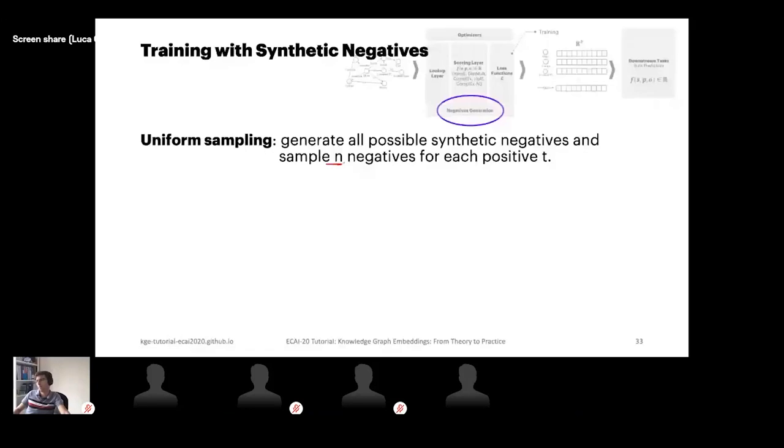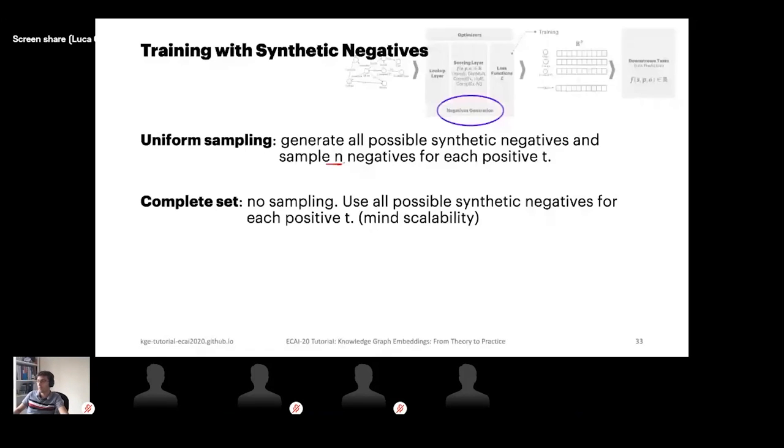Other papers, I think the ComplEx paper does that, they don't sample. They use them all. They generate all possible synthetic negatives for each positive, and then they train the model with that. Just a word of warning, this may affect your scalability if you are processing an enormous graph and you have millions and millions of distinct nodes. You will end up generating millions and millions of negatives for every sample in your training set. So it may or may not scale. It really depends a bit on the use case, right?